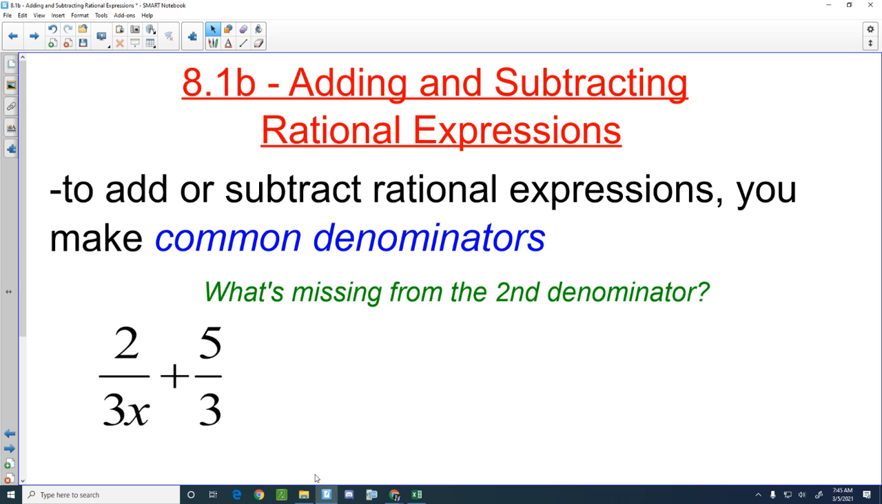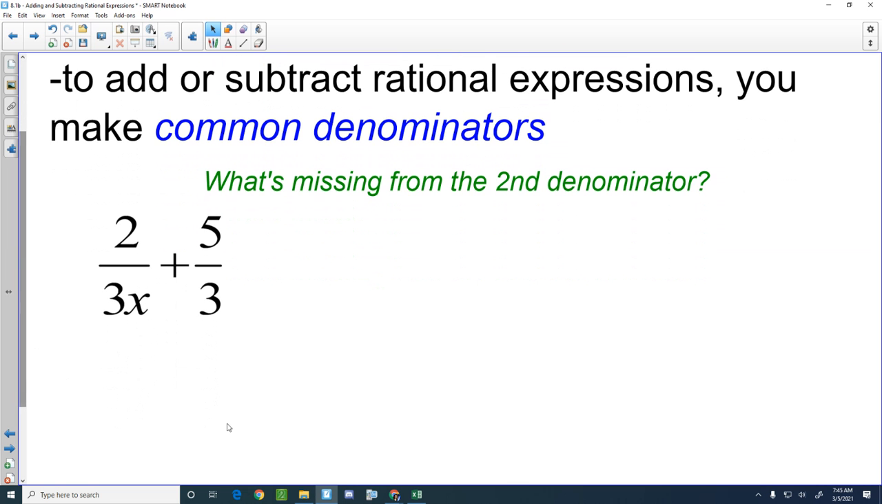So I even posed this question, hey, what's missing from the second denominator? So I want you to go ahead and try to add these two fractions here together. Now they initially have different denominators. Make those denominators the same, and then try to add them up, and let's see what you get. See if you can add those two fractions together.